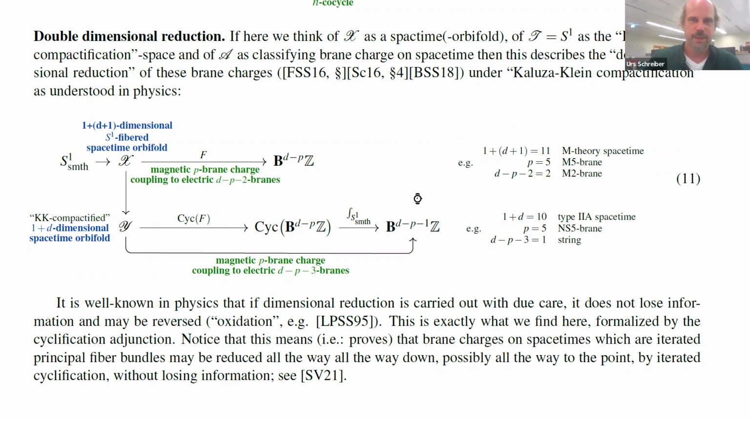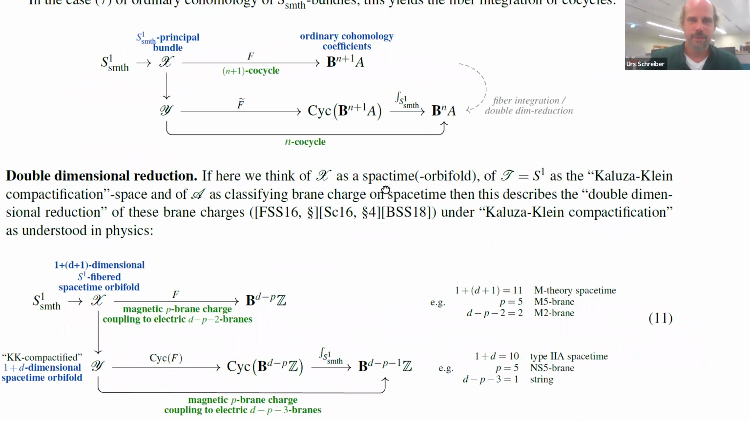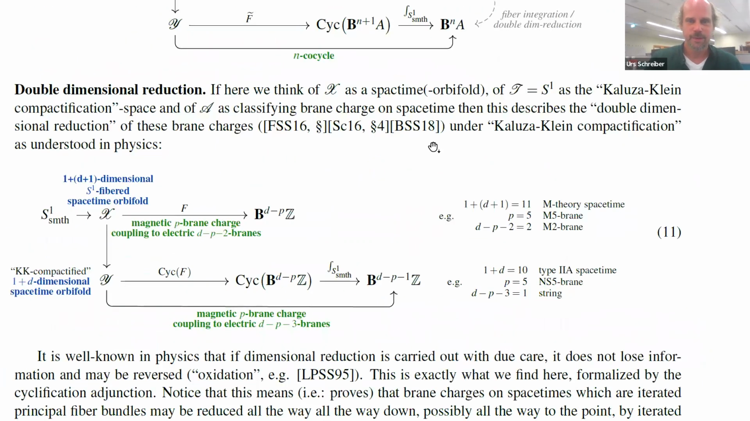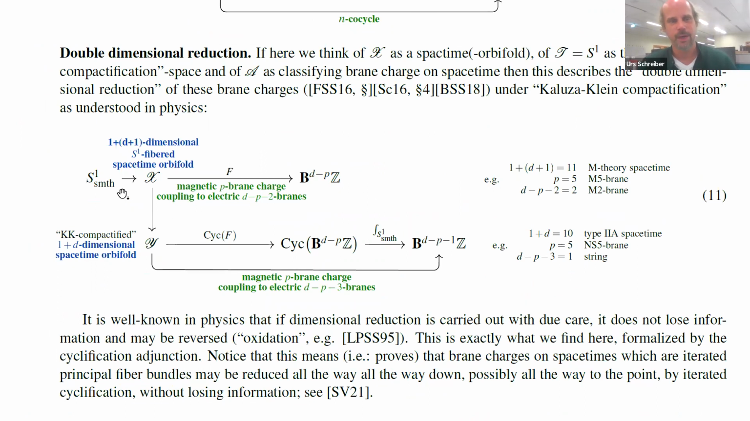So the same situation that I just had before can be interpreted in physics as a model for the situation where you ask on some space-time X to have a certain integer charge. And you want to ask, if that space-time is itself a circle bundle over some base, does this imply any charges downstairs?